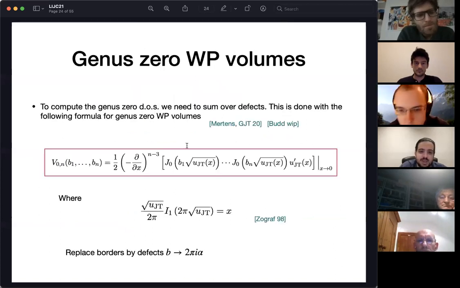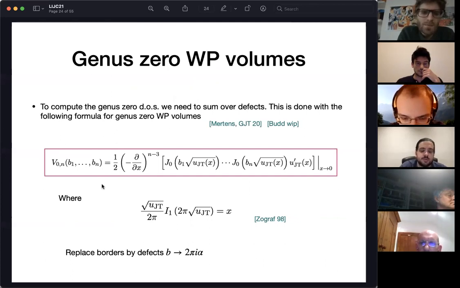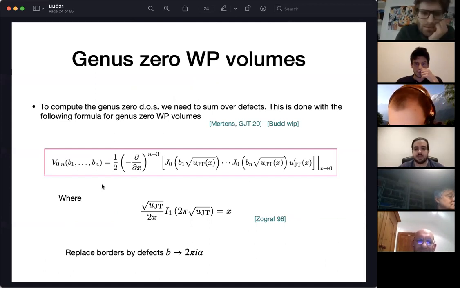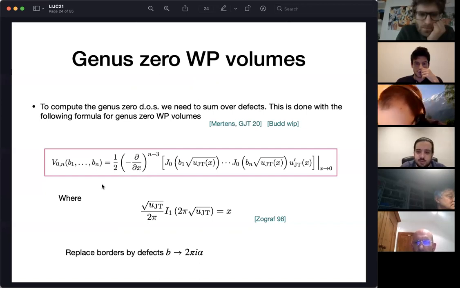Now this sum can be done exactly because there is a formula that we derived with Thomas Mertens for the Weil-Petersson volumes on the sphere. If we focus on genus 0, before we include higher topologies, that's important because we want to know what the density of states of the disk is, because that's going to be the input of the matrix model. That's going to determine the matrix potential.